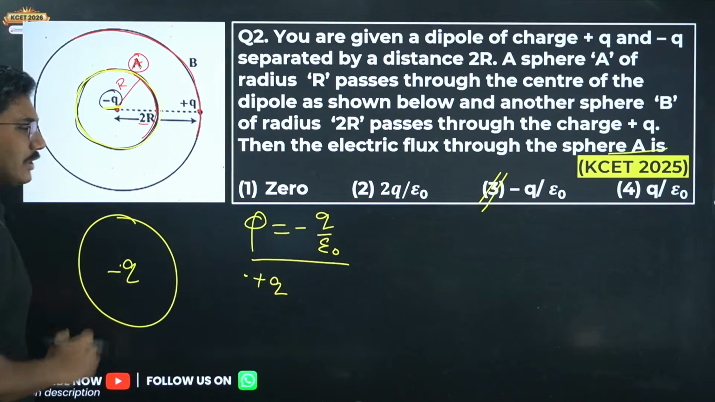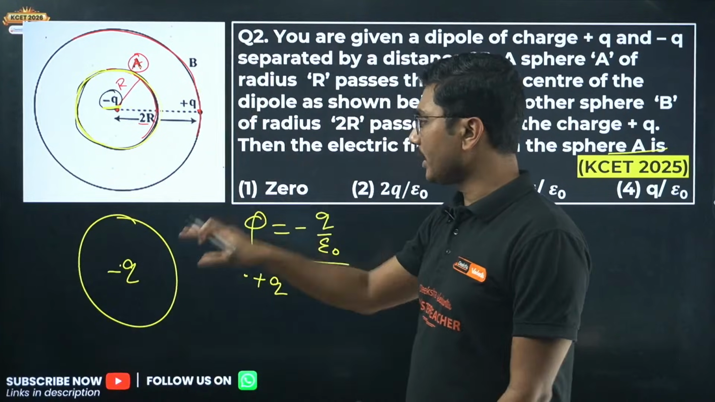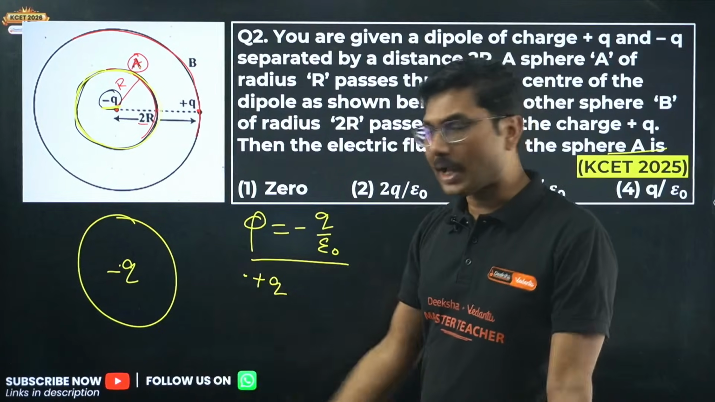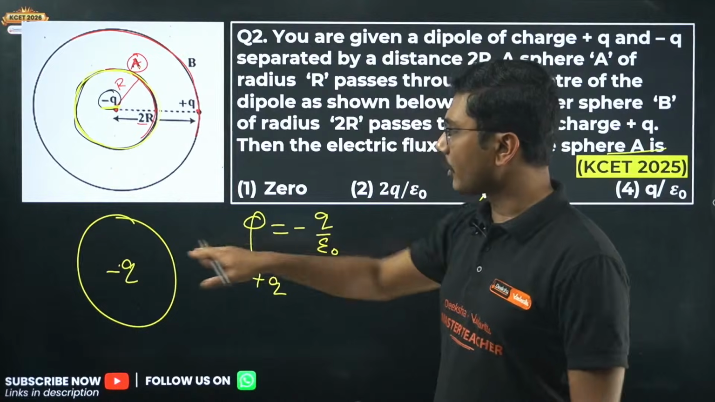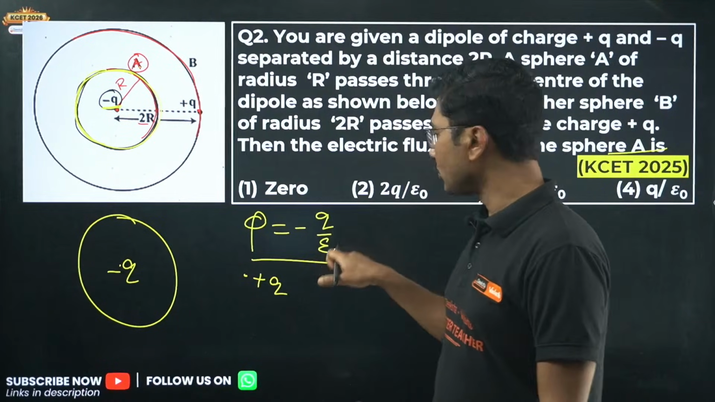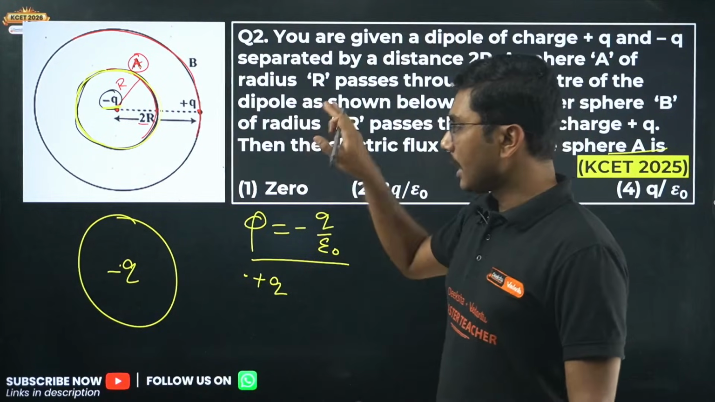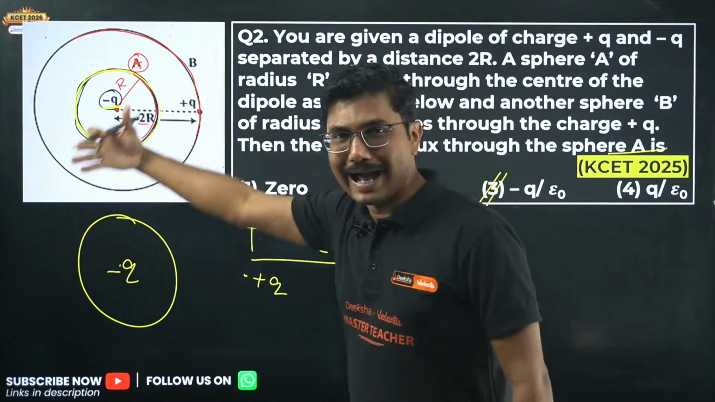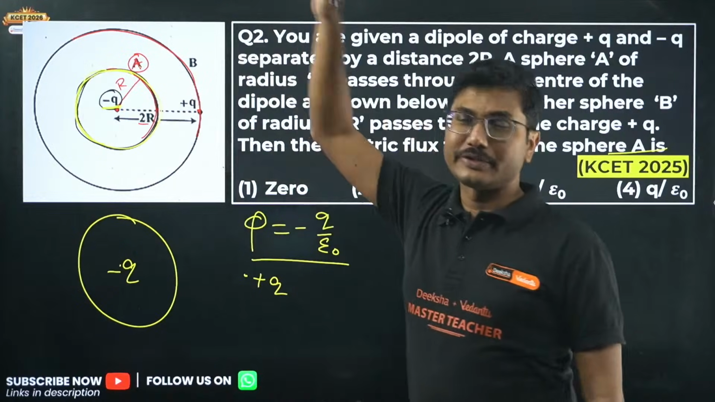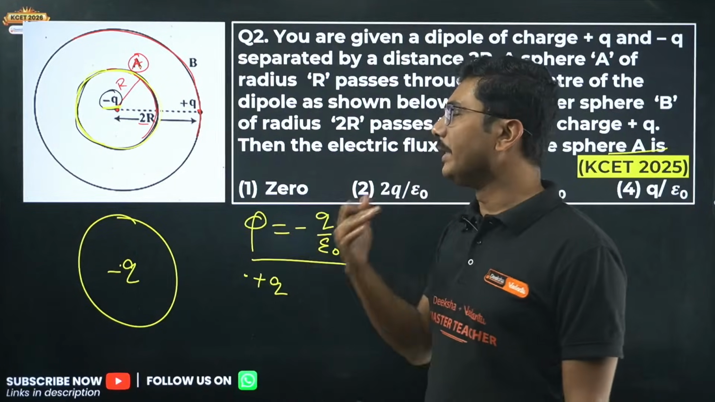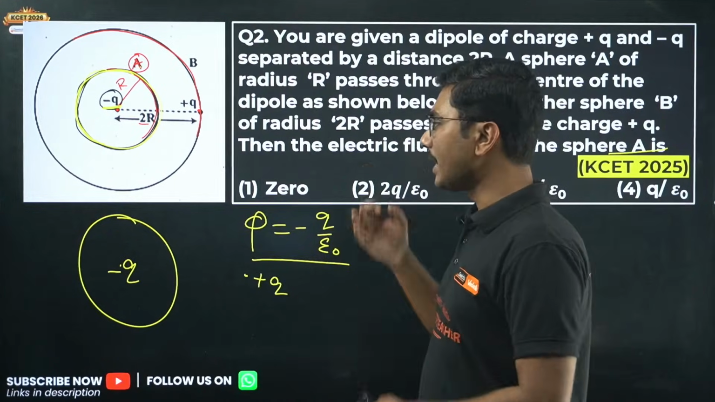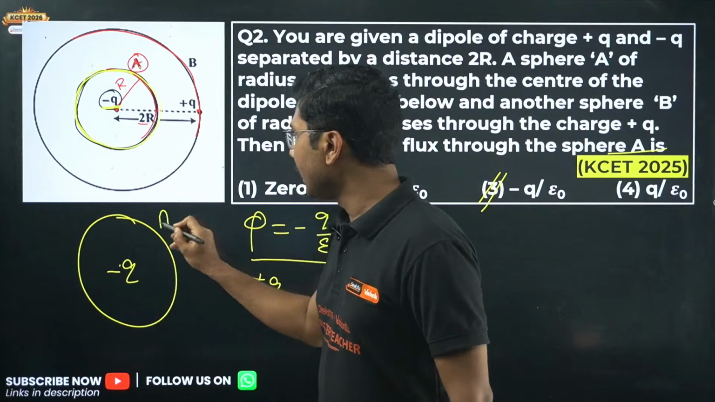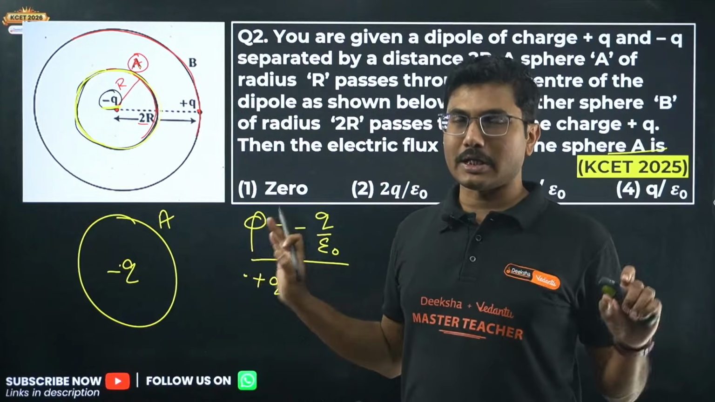So if I ask you this question, instead of giving 2 spheres, if I ask you 1 minus q over here, 1 plus q over here, what is the flux? Then you would have easily answered that minus q is inside, so minus q by epsilon naught. Now if the same question, they have just changed the language, they have said there is a dipole, there are 2 spheres, so they are only to confuse you a little bit, to distract you a little bit, so that you lose your focus.